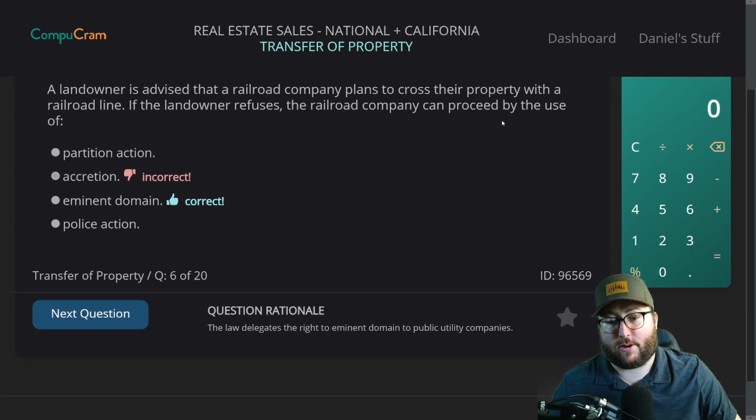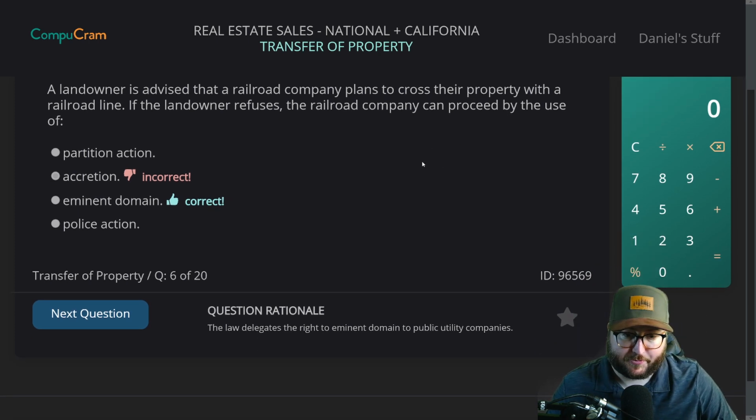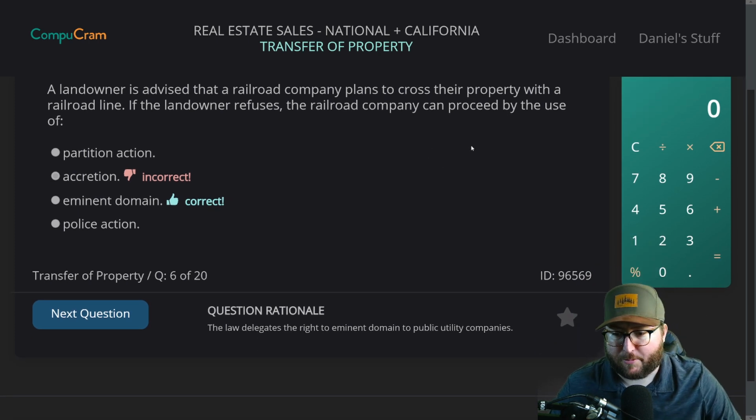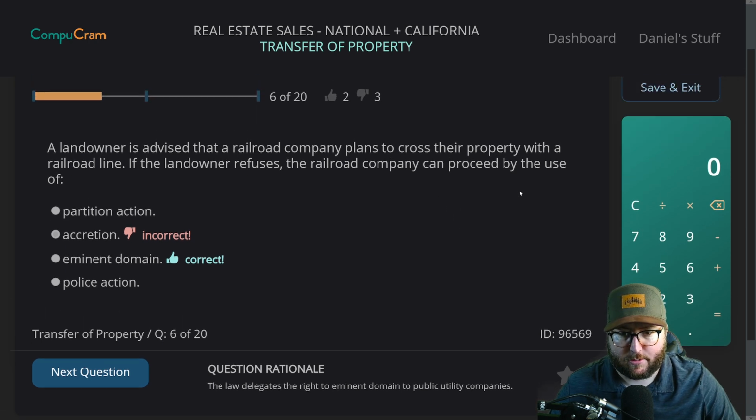Incorrect. It is eminent domain. Okay. Oh, public utility companies. The law delegates the right to eminent domain to public utility companies. So since it's a railroad, like public transportation, I guess.